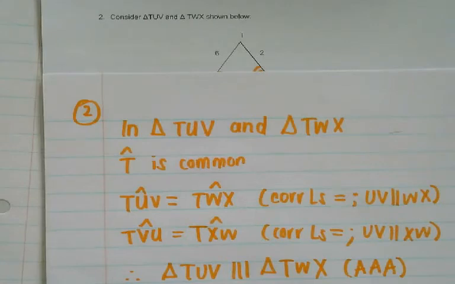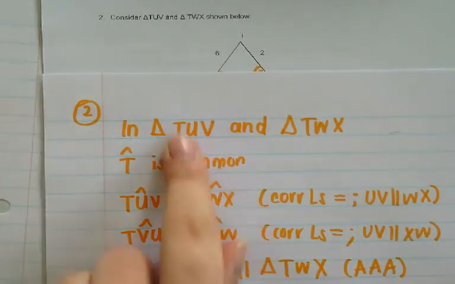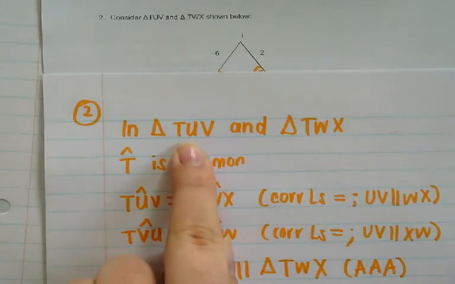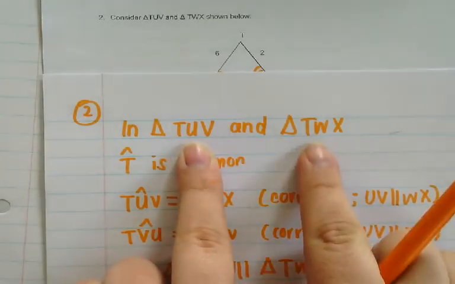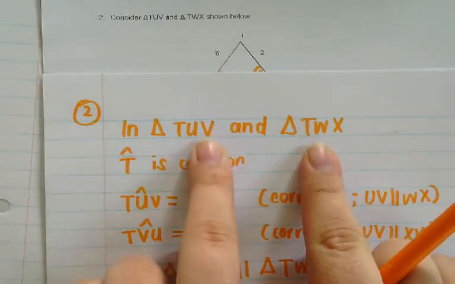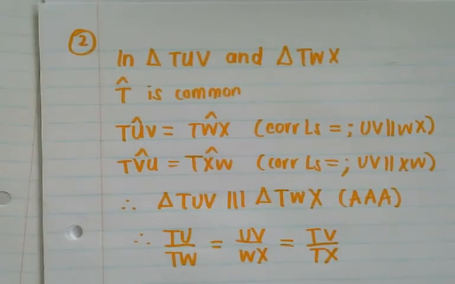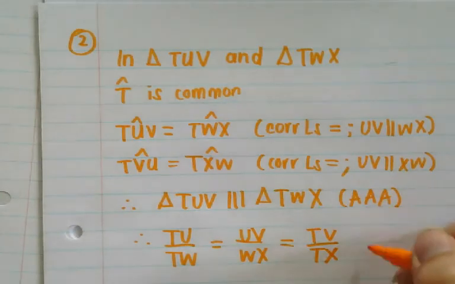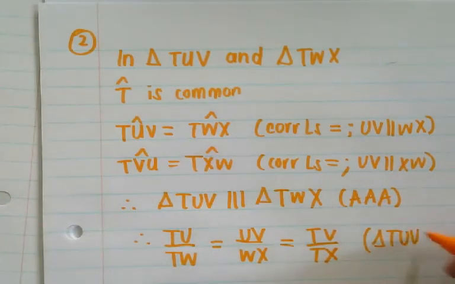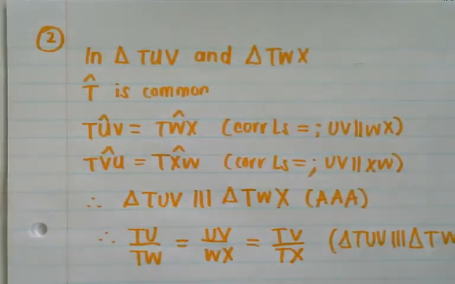If you don't do that, you are technically not allowed to do what comes next, because you must show that they are similar before we do the ratios. So if they are similar, that means that the corresponding sides are in proportion. TU and TW are my corresponding sides. UV, WX, and TV, TX. So I just wrote that immediately, and I wrote that because they are similar.